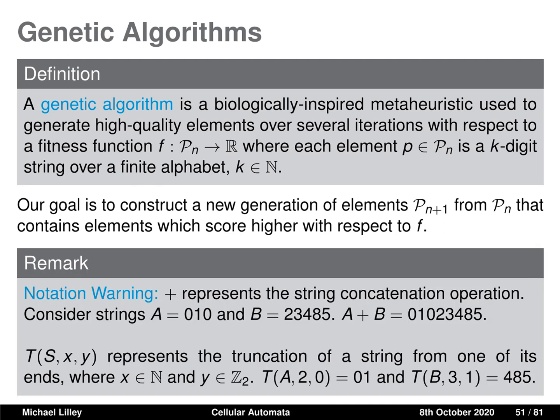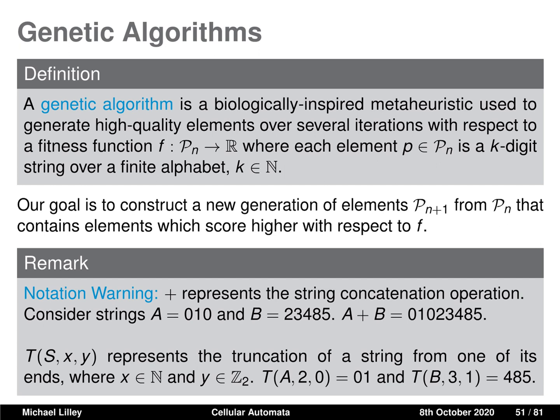In the next slide, we'll get into the details of a genetic algorithm, but a word of warning for notation. Plus does not represent addition between our elements. It represents string concatenation and is a non-commutative operation. We'll also define another function t as the truncation of a string from one of its ends. S represents the string we'll be truncating, x represents the amount of symbols we'll be keeping after truncation, and y is a binary value which represents the end of the string we'll be cutting from.